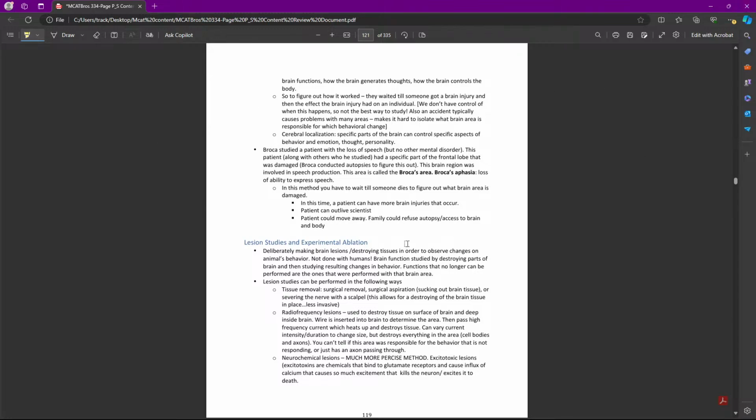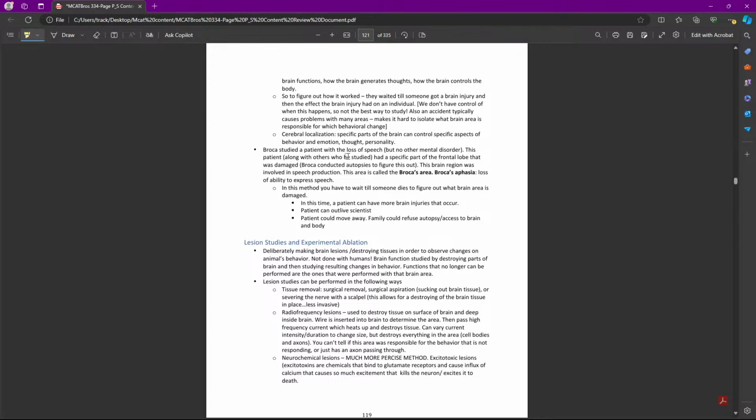In this method, you have to wait until someone dies to figure out what part of the brain is damaged. Interesting. Makes sense, because anything else would be unethical. In this time, a patient can have more brain injuries than the original. A patient can outlive scientists. A patient could move away. So many issues. Next, lesion and experimental studies.